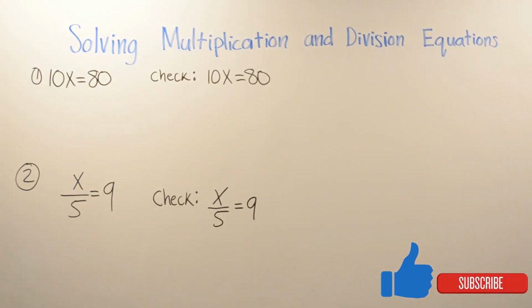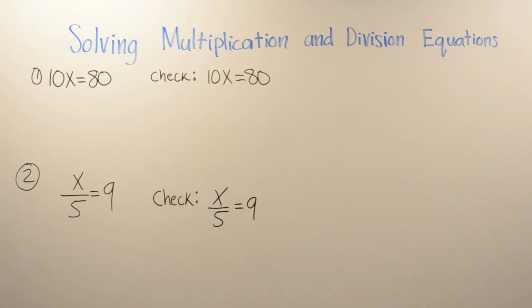In today's video, we're going to be working on solving multiplication and division equations. In number 1, we have 10x equals 80. So that problem is going to be multiplication. To get rid of a multiplication, you have to do the opposite of multiplication, which is division.